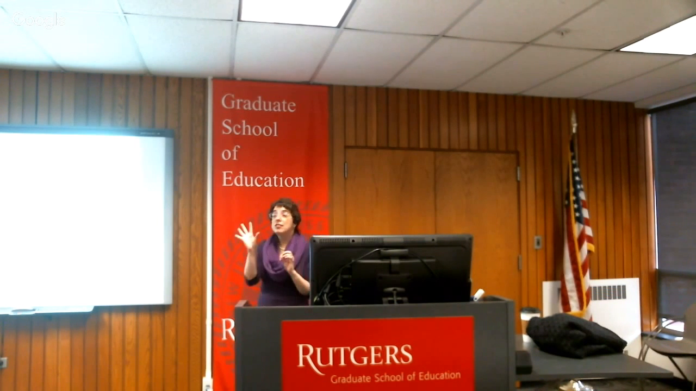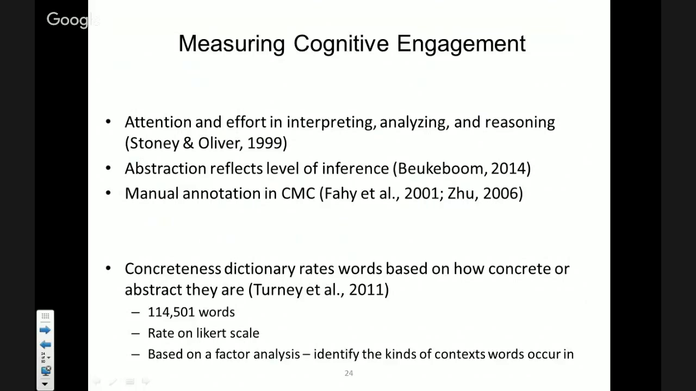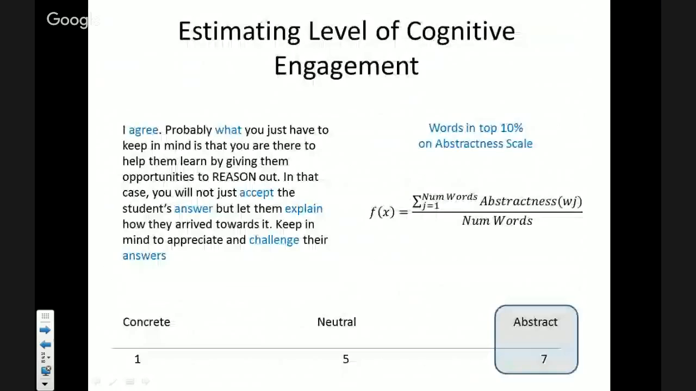Now, we realize, just like with the speech style accommodation, that this idea of abstractness is a clue. There's a reason to believe that this clue should have some connection with what we're trying to get at, but of course we realize that it's a simplification and that we will miss things and that it will be wrong sometimes.